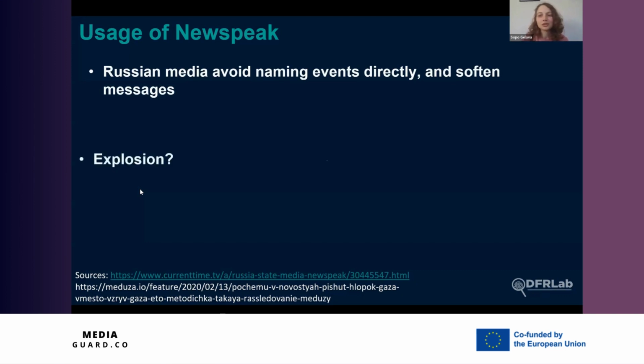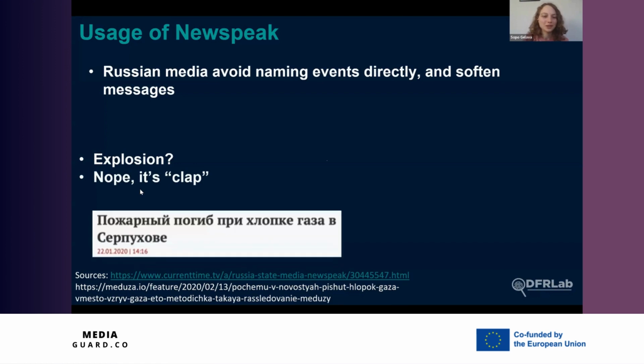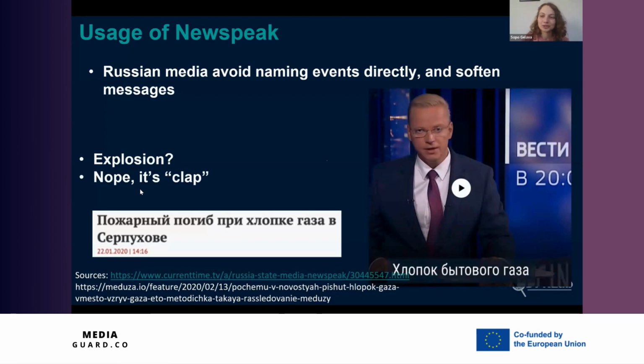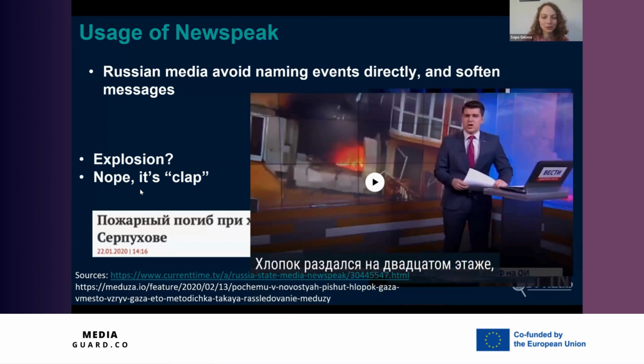For example, if there was an explosion, they won't say that this was an explosion. An alternative word for that is clap. So there was an explosion in one of the places, and Russian media outlets used this term, that this was a clap and it was not an explosion.